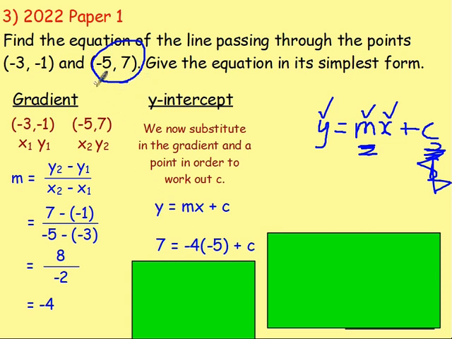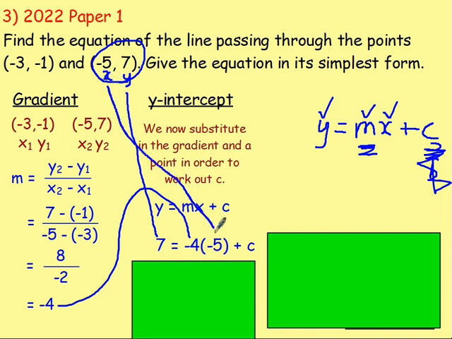So I'm replacing the y with, well, that's the x coordinate and that's the y coordinate. You know that, I've got it down here as well. So I'm replacing the y with the 7. I'm replacing the m with the gradient. The gradient was negative 4, so you replace that. And replace the x with the first value there in the bracket, which is negative 5. As you can see, c is the only thing left to work out, so just work it out.